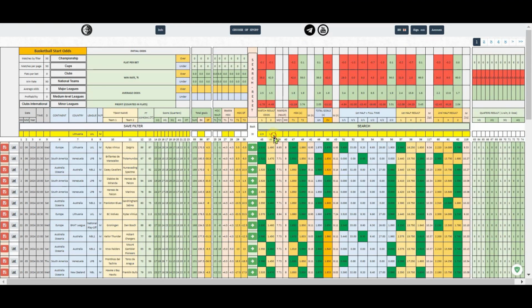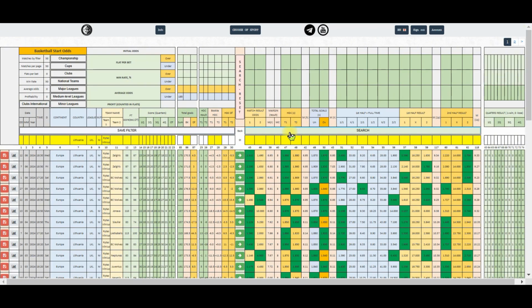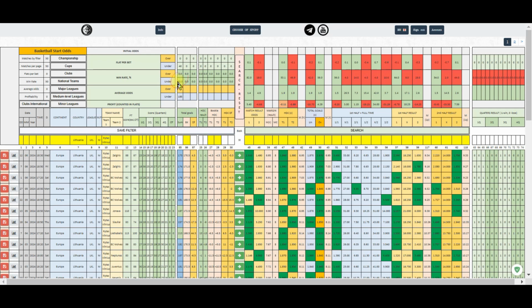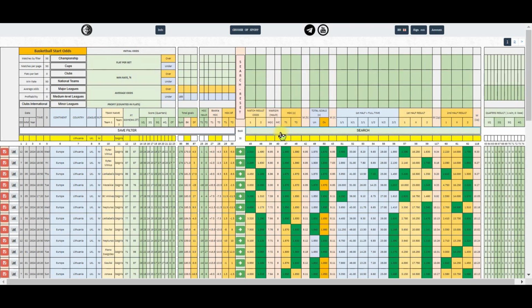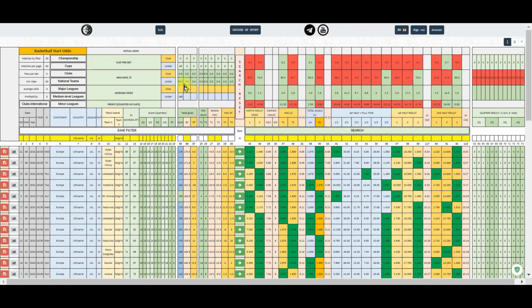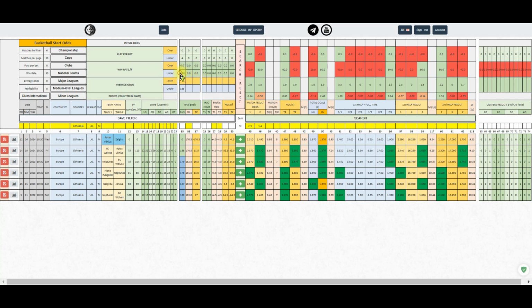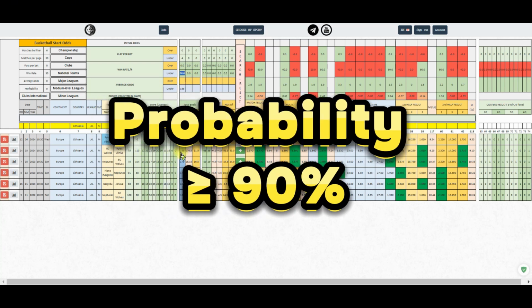Additionally, we can check how the teams have performed with such a total. Remove the odds and check the teams one by one. Writers Vilnius has an 80% pass rate with this total, while Zalgiris has a 98% pass rate. We recommend betting on matches with a probability of 90% or higher.